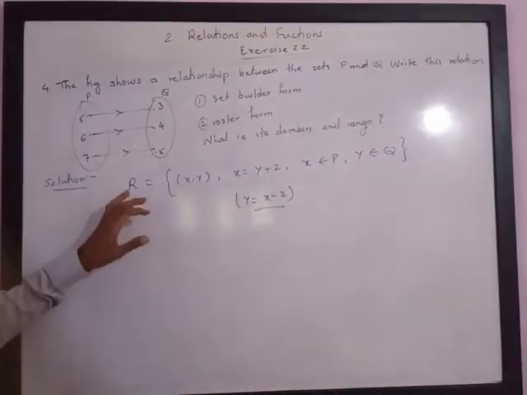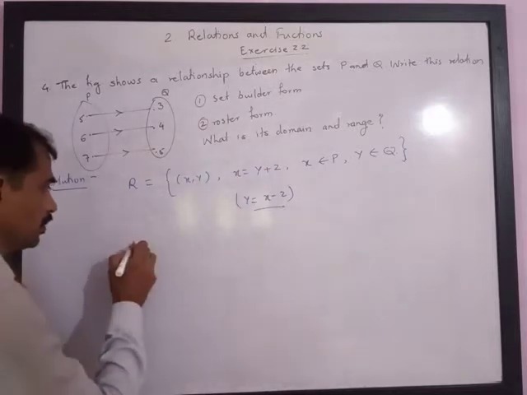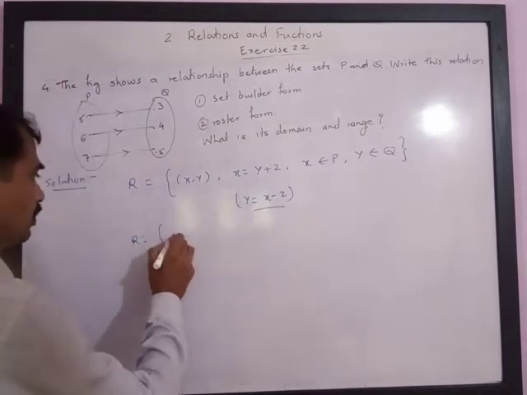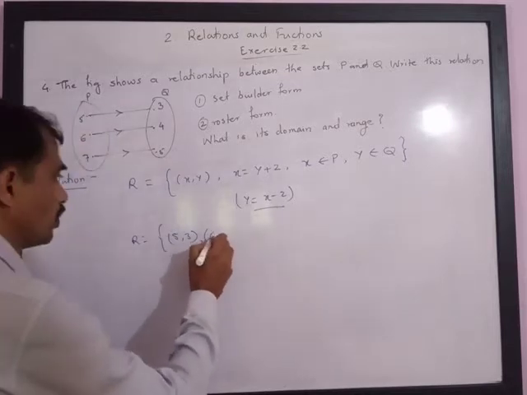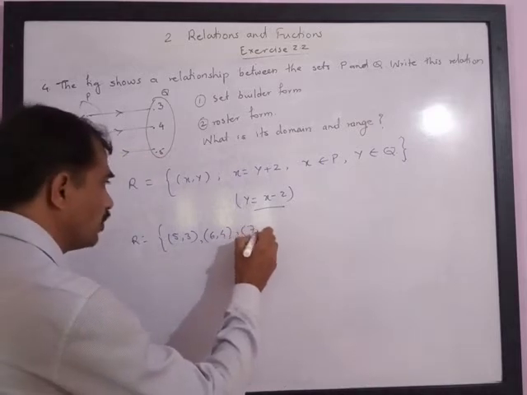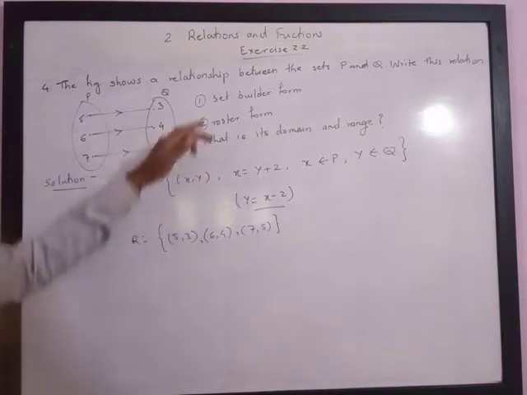Next, we have to write this relation using roster form. Roster form is in the form of numbers. So the relation is a set of (5, 3). Next element is (6, 4). And next element is (7, 5). This is the roster form of the same set.